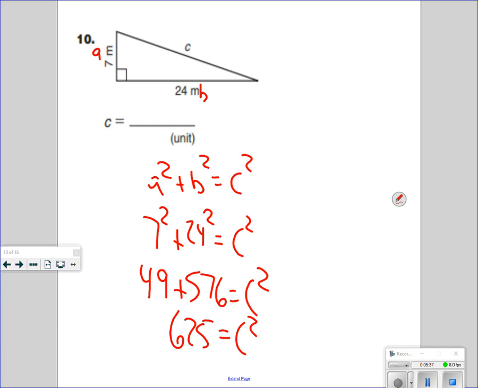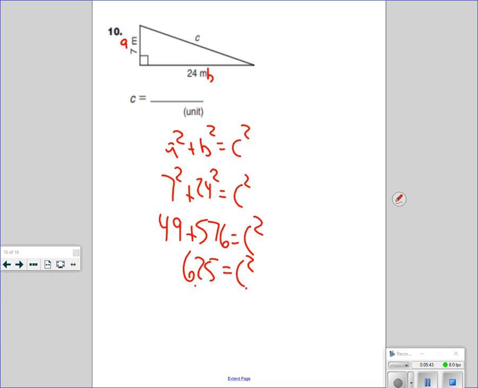So listen closely here. We have to find out what two numbers, when they multiply each other, equal 625. How do I do that? Well, all you have to do is take the square root of 625. So on my calculator, I'm going square root 625, close parentheses, equals 25. So going back here, C is 25 meters. That is how you do it.